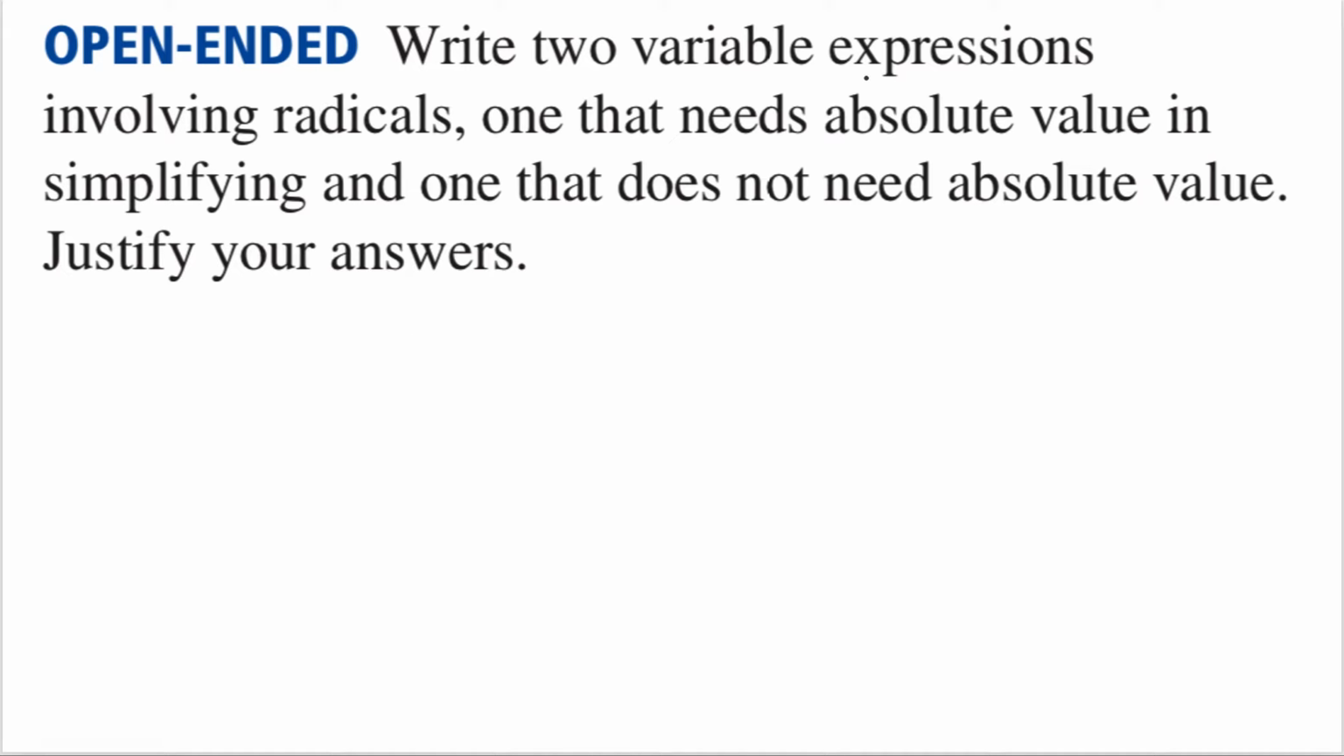It says write two variable expressions involving radicals, one that needs absolute value in simplifying and one that does not need absolute value. Justify your answers. If I'm writing one expression that needs absolute value, I'm taking the square root, because here I can apply the absolute value square root theorem. I'm taking one number that I can simplify. Let me take 4x squared, and let me make it a little bit more interesting. Let me write a y in exponent 4.